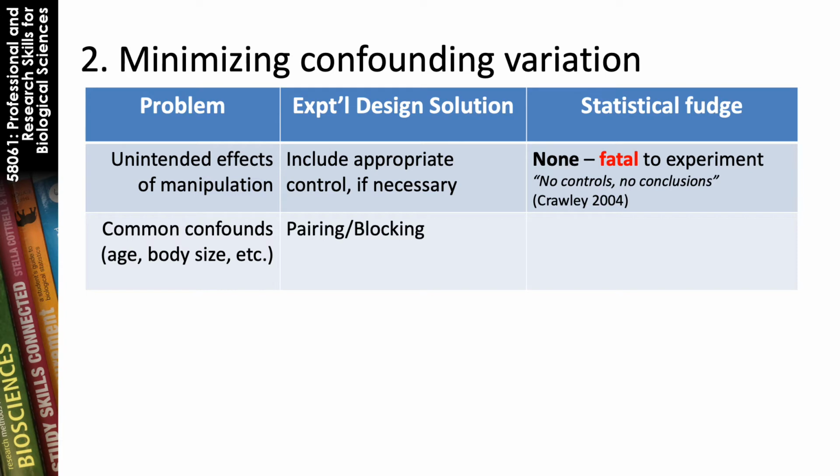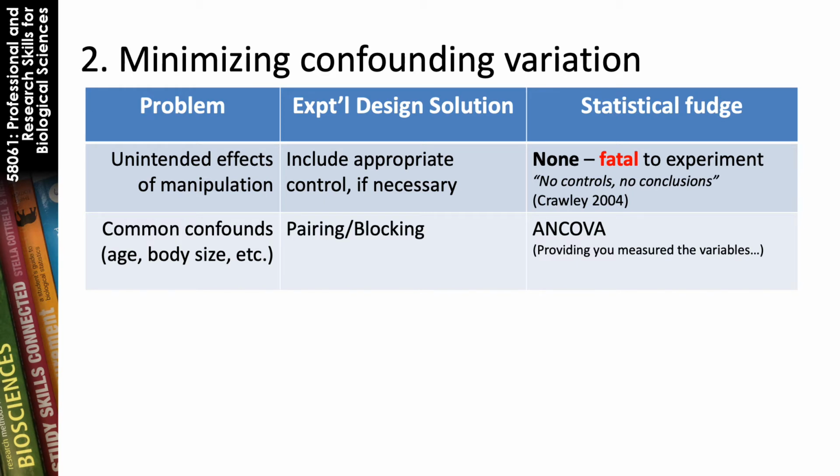So, for example, you find a group of animals which are all of the same age, and you perform your experiment on those. We'll go into pairing and blocking in a later video, but the statistical fudge that you can use to help rescue an experiment if you didn't adequately pair or block your experiment is something called analysis of covariance, or ANCOVA. Now, you might have heard of this. I think you've probably learnt this already in your R lessons with Leslie.